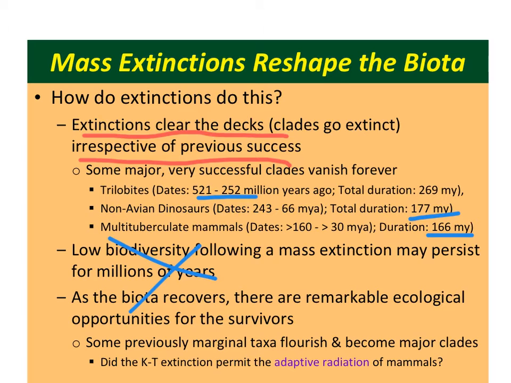As the biota recovers and diversification and speciation start to occur, there are remarkable ecological opportunities for the survivors. Just think, before there was competition with similar species for food sources and things like that. Well, if all your competition has been wiped out and you've managed to survive and hang on after that mass extinction, the opportunities are limitless, and you often get extreme rapid speciation and diversification.